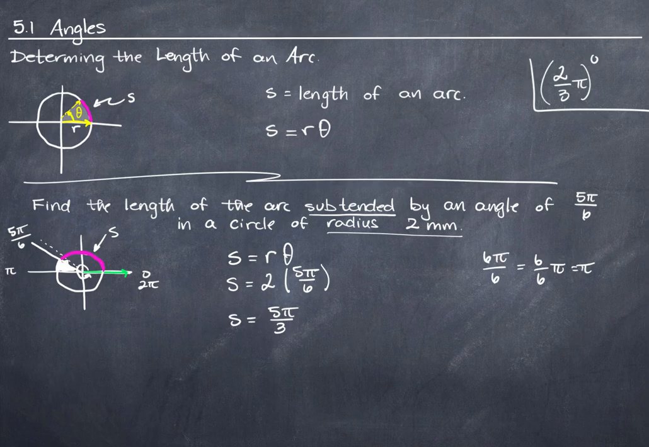And S is a length, right? It's a curved length, but it's a length. And so it's going to have to match the units that I have here. So the answer is 5 pi over 3 millimeters. The length of this arc right here, if the circle has a radius of 2 millimeters, and this angle is 5 pi over 6, then the length of this pink line here, this pink curve, is 5 pi over 3 millimeters.